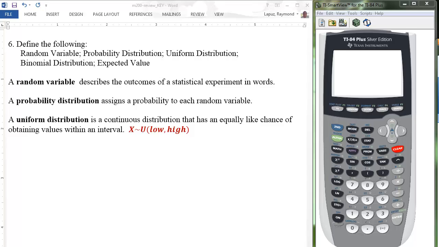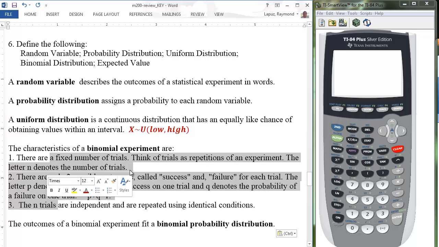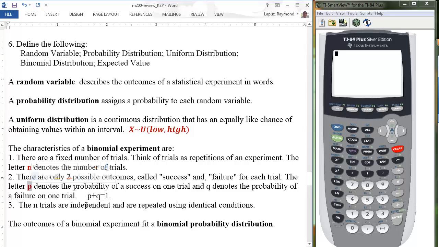A binomial distribution has to satisfy a set of criteria that describes a binomial experiment. A binomial experiment has a fixed number of trials, and we can denote the fixed number of trials by n. And then it has two possibilities, a success or a failure, for each of those trials. And the probability of getting a success for a trial would be p.